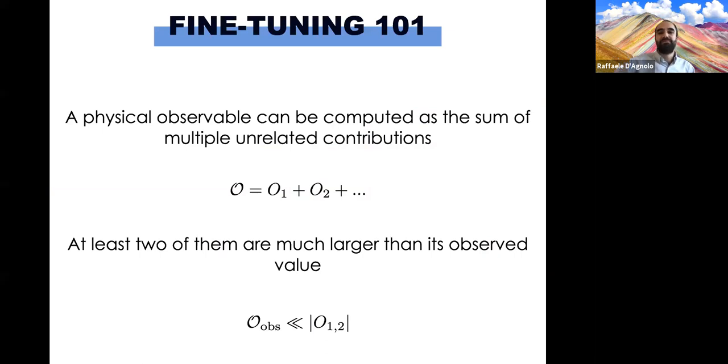In particular, if we want to be a bit more precise, we have some observables, which we understand as the sum of multiple contributions that in principle are unrelated from each other. And we can compute at least one of these contributions, and we can measure the observables. And we find that the observable that we measure is much, much smaller than the contribution that we can compute. So we are led to assume, at least in theory, where the observable can be computed, that there is some accidental cancellation taking place.